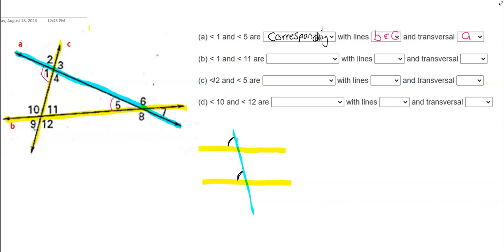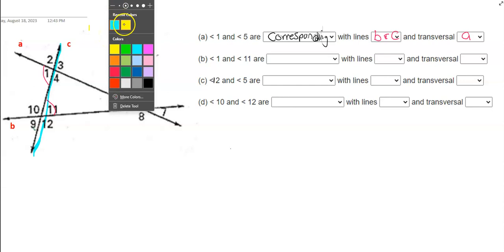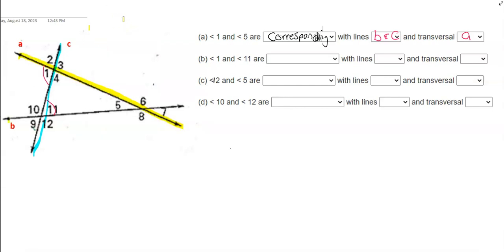Okay, so let's go through some of the others, and I'll do them a little quicker, but it's the same process. So angles 1 and 11 now. So we're looking at 1, we're looking at 11. So same thing as before, our transversal connects them, so that's going to be C. And then our lines are going to come across and be the other two lines, which in this case are A and B. So my lines are A and B, and my transversal is C. The relationship here is they kind of make like a zigzag. The 1's to the left, 11's to the right, and they're inside the lines. So this is going to be considered alternate interior.